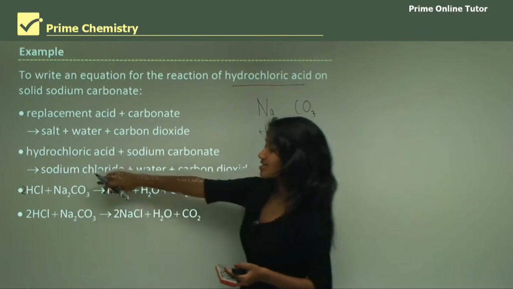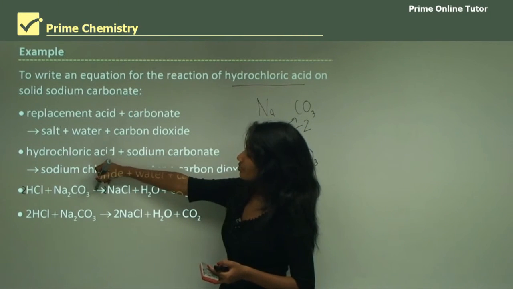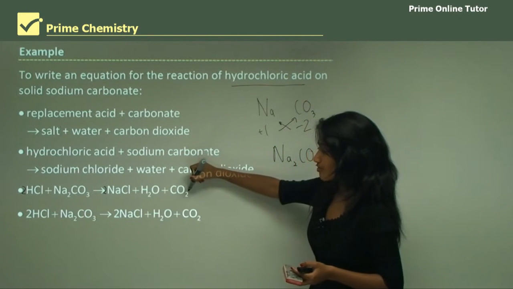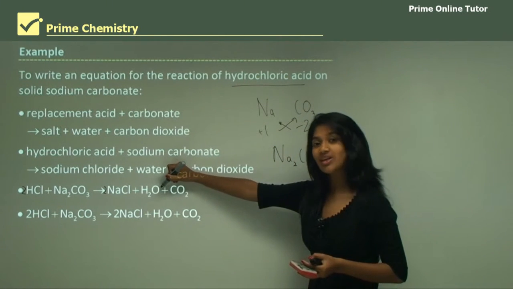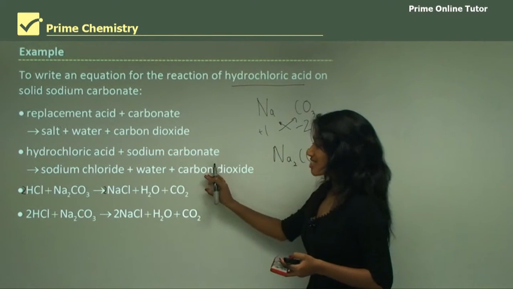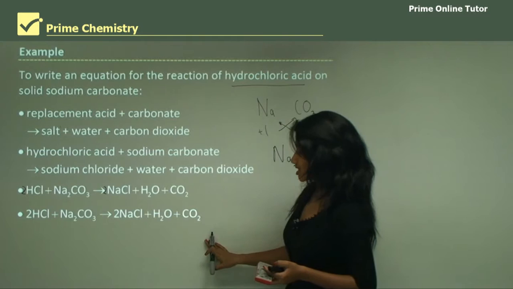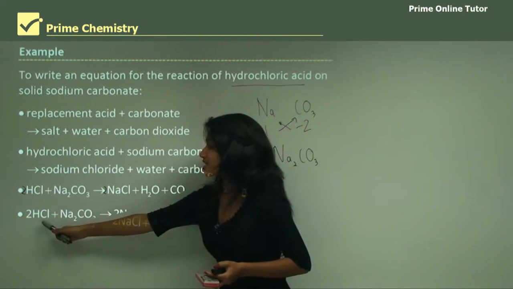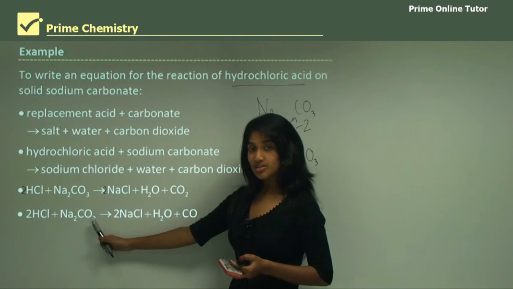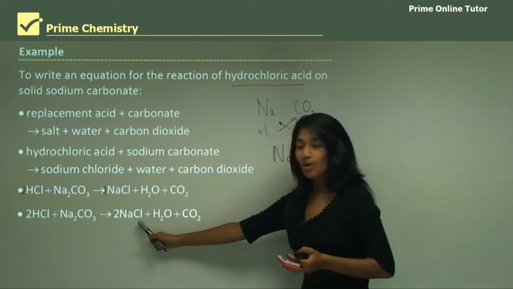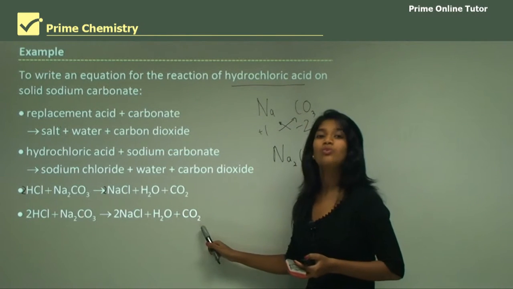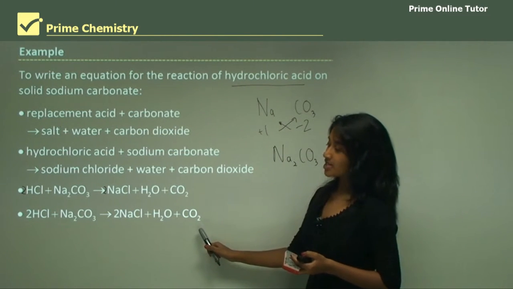Now let's balance our oxygens. We have 3 oxygens on this side and we have 1, 2 over on this side along with this giving us 3. So we have our oxygens balanced. Now that is a balanced equation. As you can see, it's written 2HCl with 1 molecule of sodium carbonate giving us 2 molecules of sodium chloride, 1 molecule of water and 1 molecule of carbon dioxide gas.